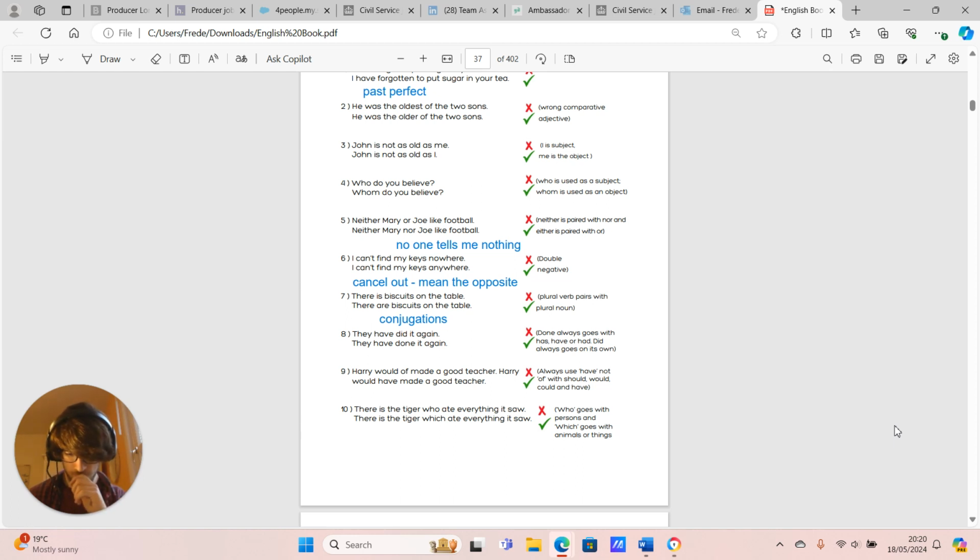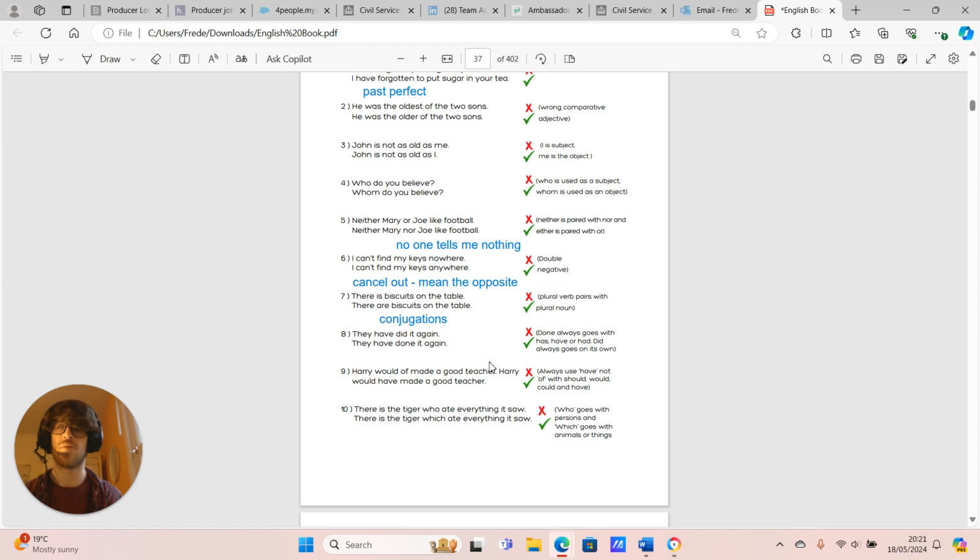The word "done" is always going to pair with conjugations of the verb to have. Done always goes with it, otherwise it doesn't make sense. "They done it again." It's incorrect grammar. "They have did it again." Incorrect grammar. Has to be "done." When you have the verb have involved, done has to be used.